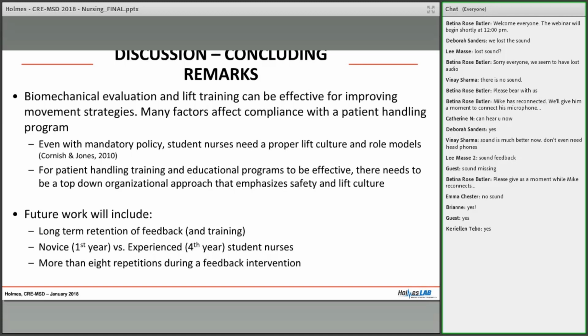And hopefully apps like PostureCoach can be used to help improve the training that's already in place. There is some follow-up work that we're going to do, where we can start to evaluate long-term retention of those feedback sessions.